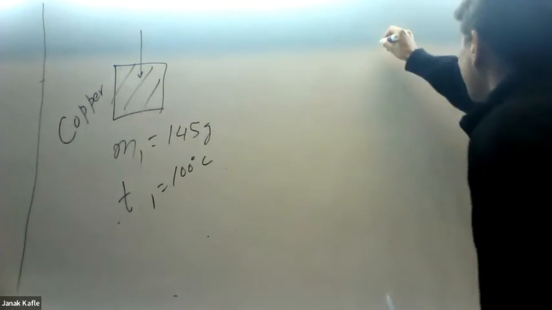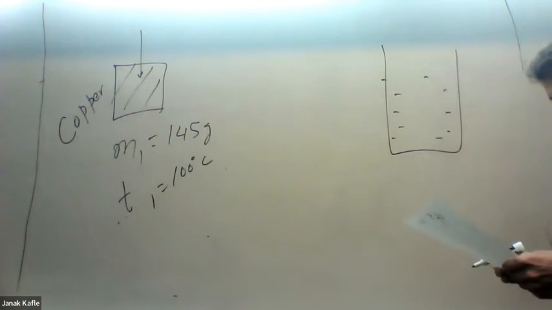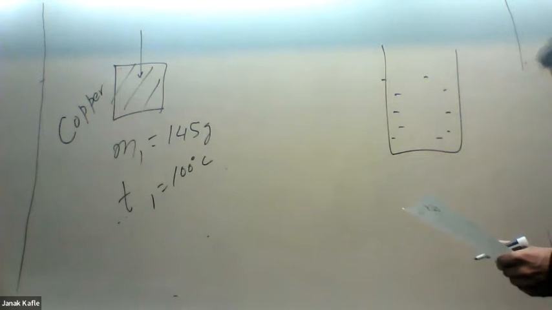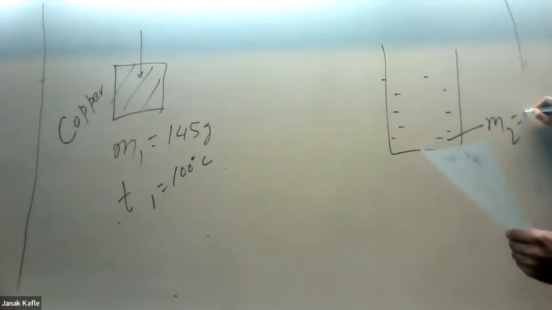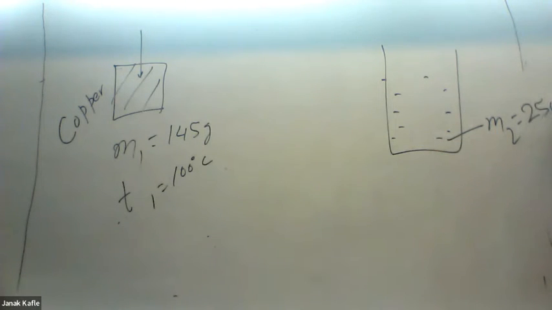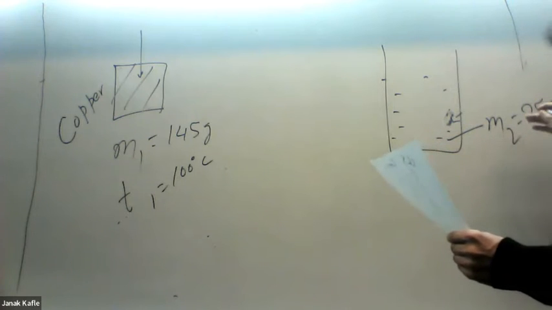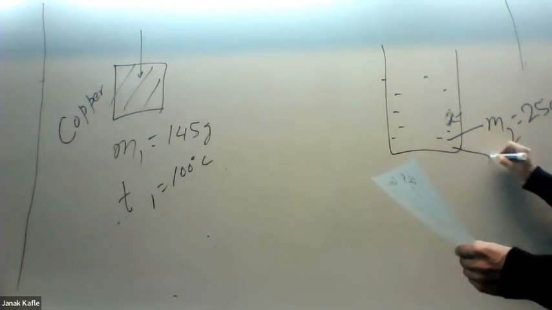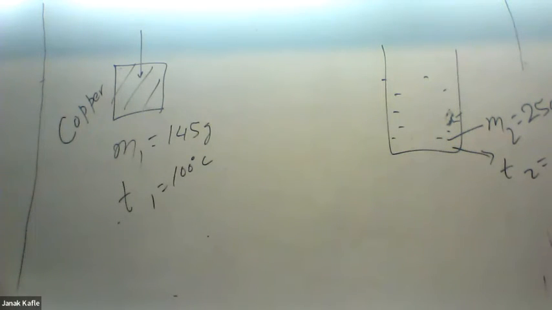Now I have water here. So I have two things here. I have water here, and the water is 250 grams. So I write M2, 250 gram. I take some water here, that's 250 gram, and I measure the temperature, 25 degrees centigrade. I can write this as T2. So the temperature T2 is equal to 25 degrees centigrade, like that, yeah?